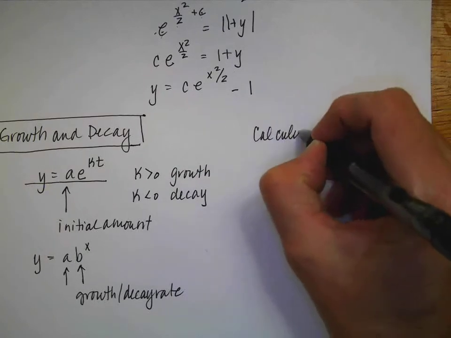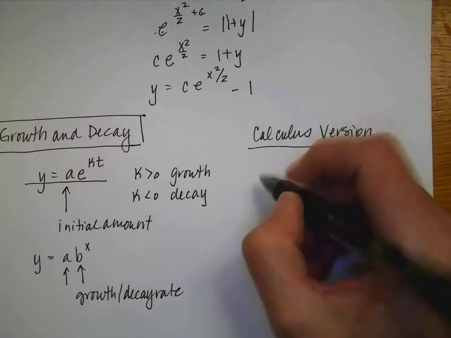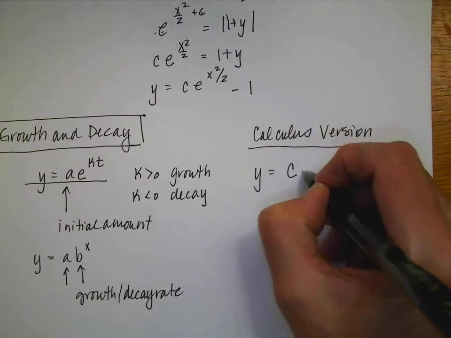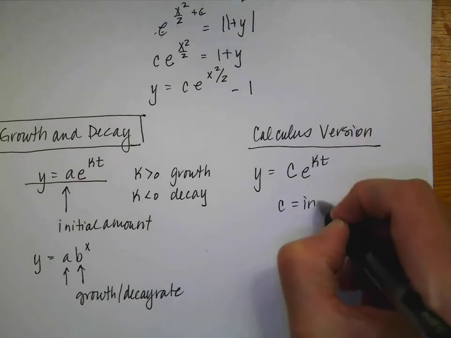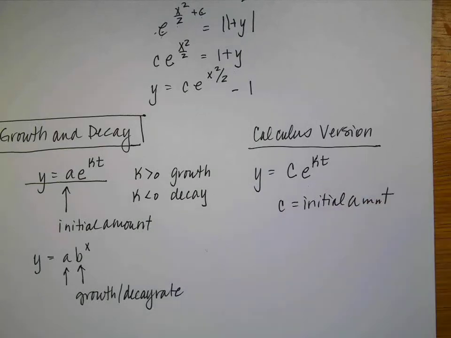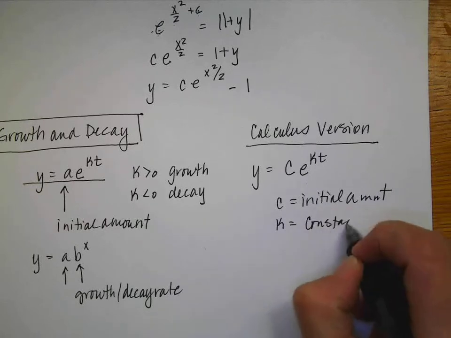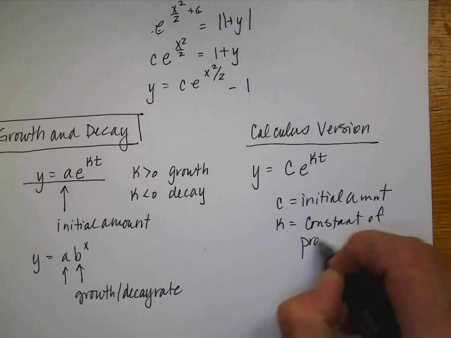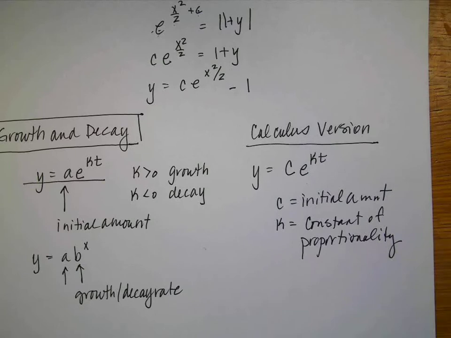Well, now we want to talk about the calculus version, because it gets to be a little bit more entertaining. So we have y is equal to c e to the kt. All right, so in this case, c is the initial amount. And then k is my constant of proportionality, which is really just your rate of growth, right?